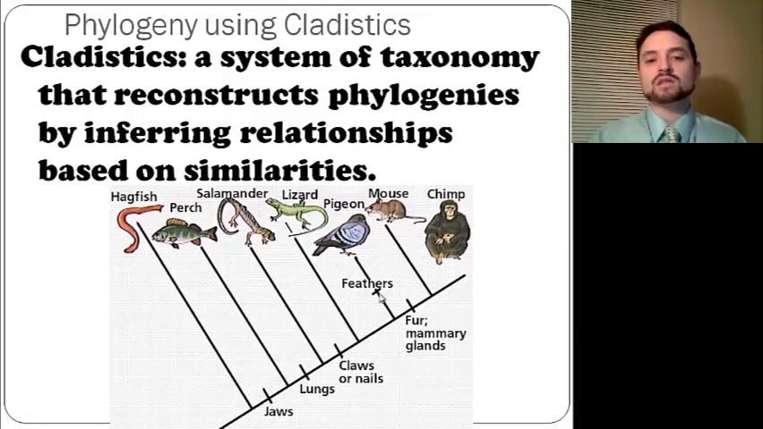So now you get everything from salamander up to chimp, and then claws or nails. Salamanders do not have claws or nails, so they're cut out. But everybody above this does have claws or nails. And then we break the pigeon off. Now sometimes that break will be here. Other times it will actually just split from the lizard line. But we say the evolutionary adaptation of feathers for birds. And then finally, this last one up here, fur and mammary glands, and you've got the mouse and the chimp.